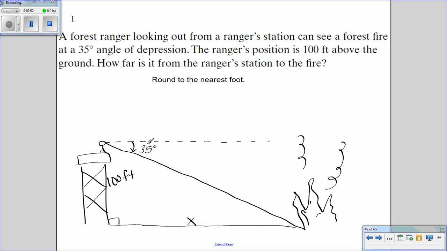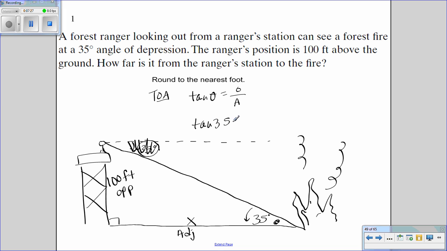First thing we're going to do is take the angle of depression and apply it down over here, because that is where alternate interior angles come into play. So this is the same angle as this. Now I can disregard that. Here's your viewpoint. This would be the opposite leg, and this would be the adjacent leg. That would be TOA, so tangent of the angle equals opposite over adjacent.